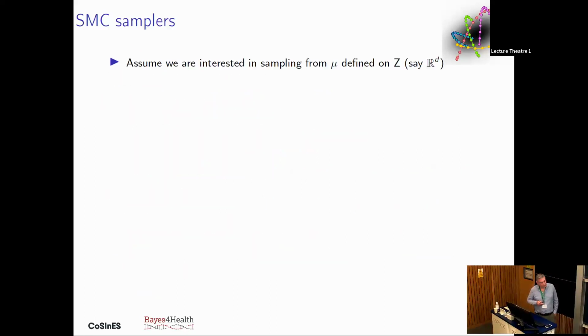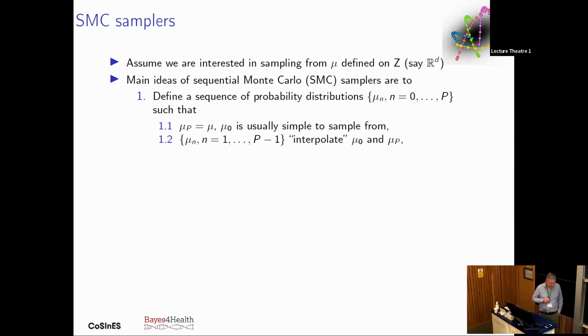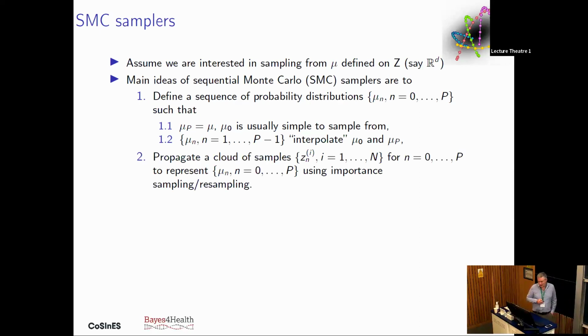Right. So I will just introduce not SMC samplers, but the notation that I'm going to use throughout. Here we are going to be interested in sampling from mu, which is defined on Z. Basically, in order to achieve this in SMC, we introduce a sequence of intermediate distributions. There are capital P+1 of them, the mu n's. And of course, the final distribution should be the distribution of interest. Mu naught is a simple to sample from distribution. And the idea is that the mu n's interpolate mu naught and mu P.